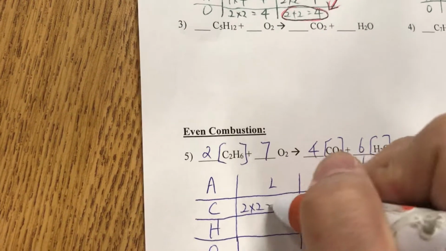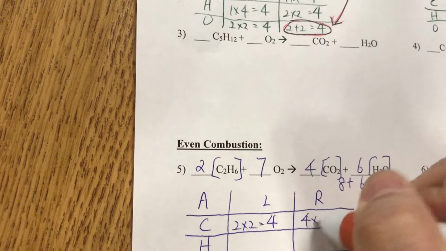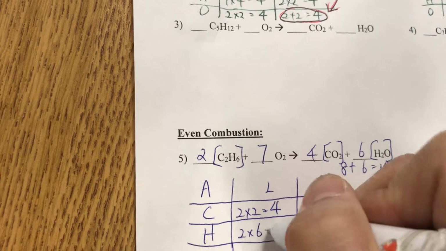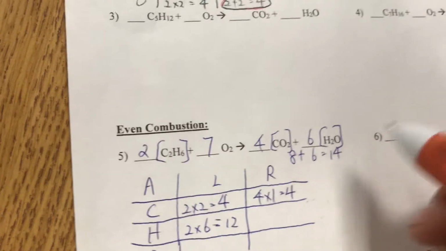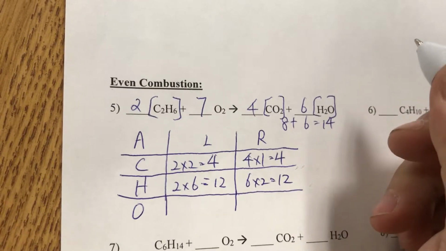So we start to show the math. The carbon on the left hand side is 2 times 2 equals 4, and on the right hand side is 4 times 1 equals 4. So carbon all set. And then hydrogen, I got 2 times 6 equals 12. And then on the right hand side, I got 6 times 2 equals 12. So hydrogen also all set.